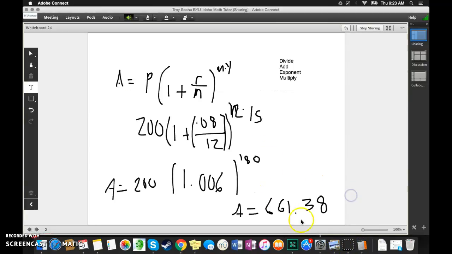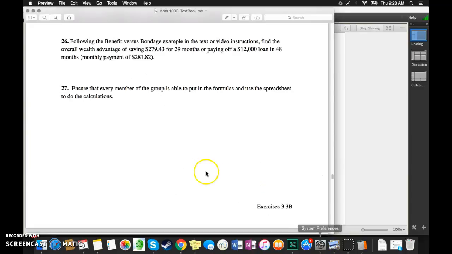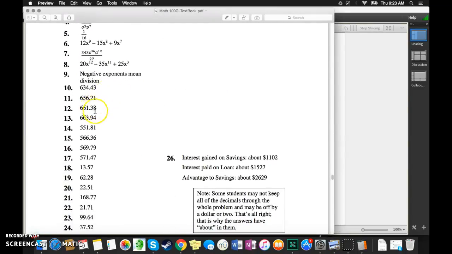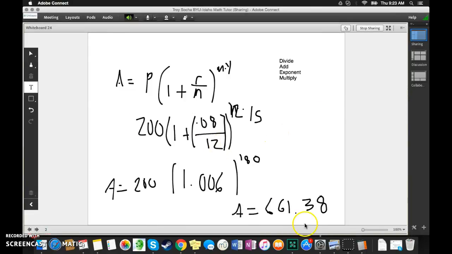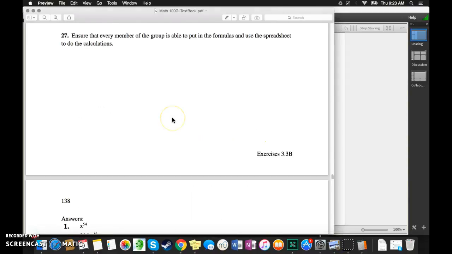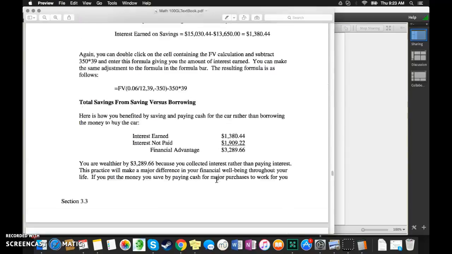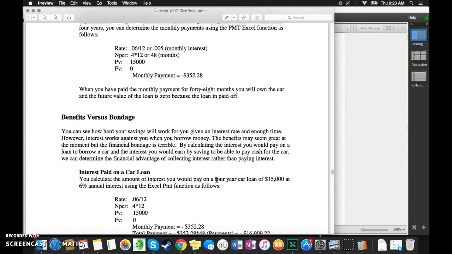So if you notice, this number is bigger than our previous answer. This one says that the answer is 661, but you see how they're all incrementally increasing? The more times you compound in a year, the more money you will make. So this one right here will compound and make you the most money. Technically, a higher rate will make you more money, because if you have a low rate, you won't have more money.